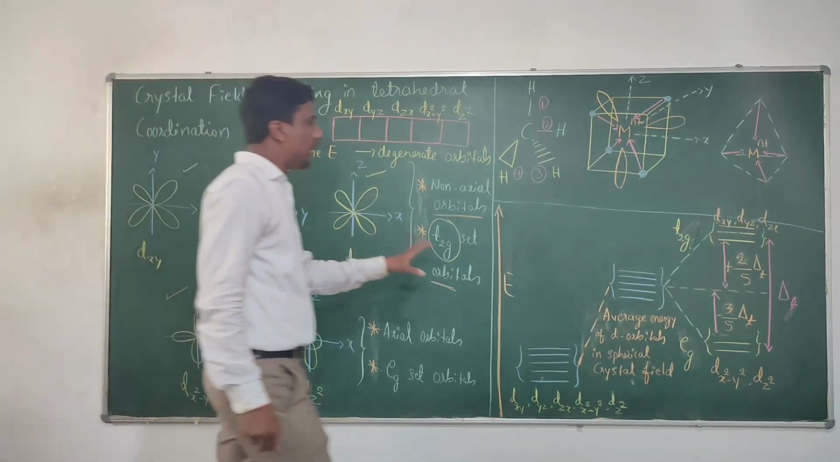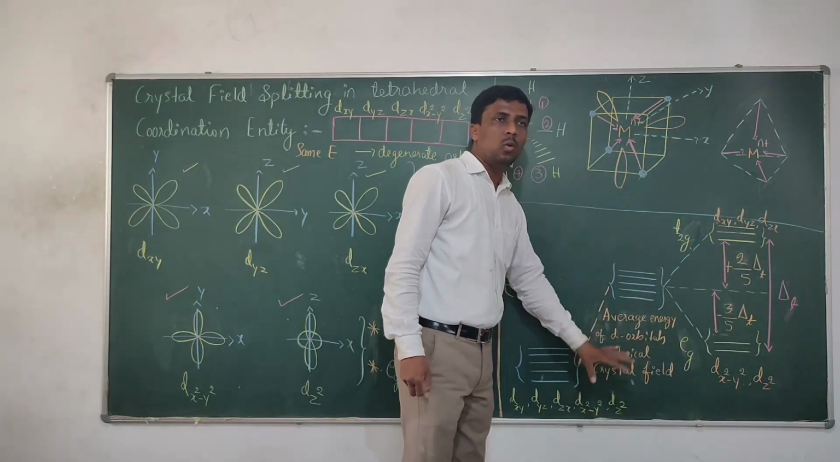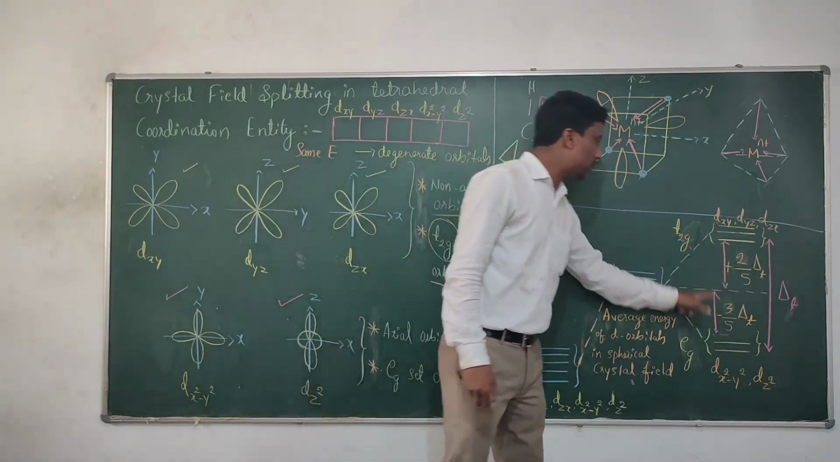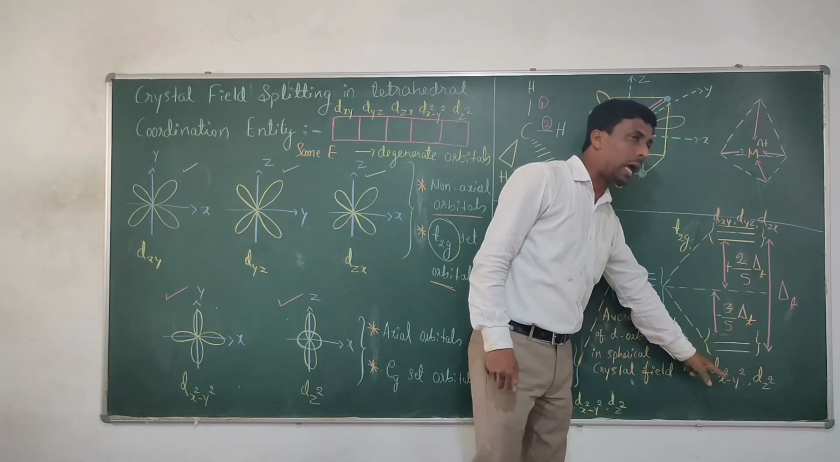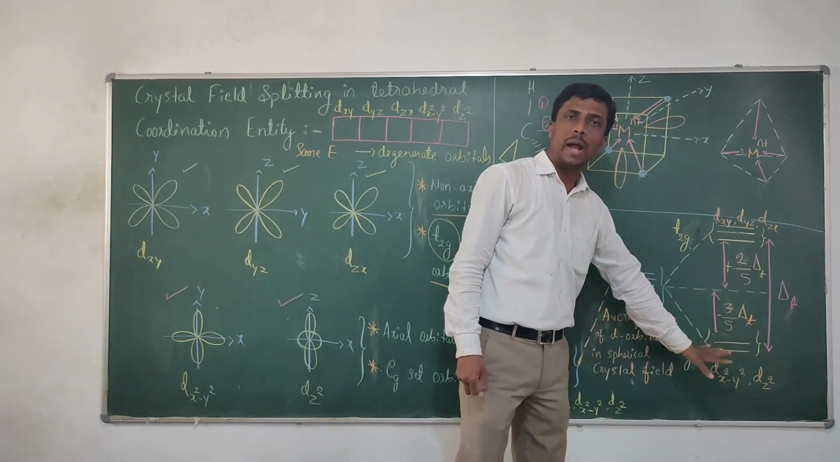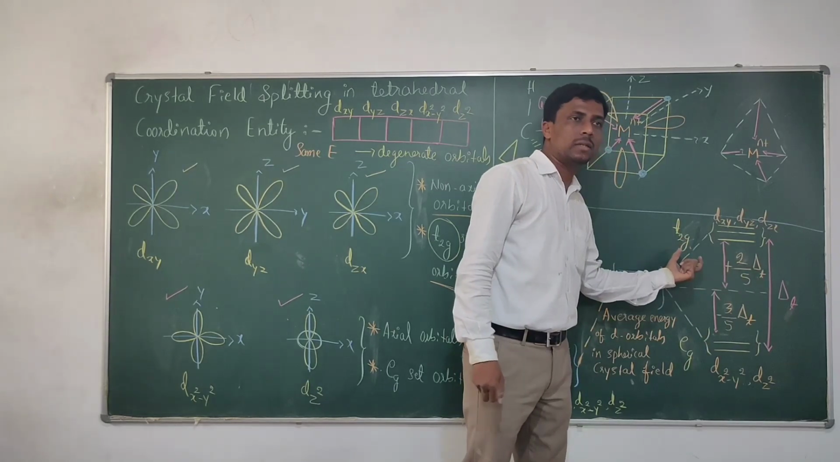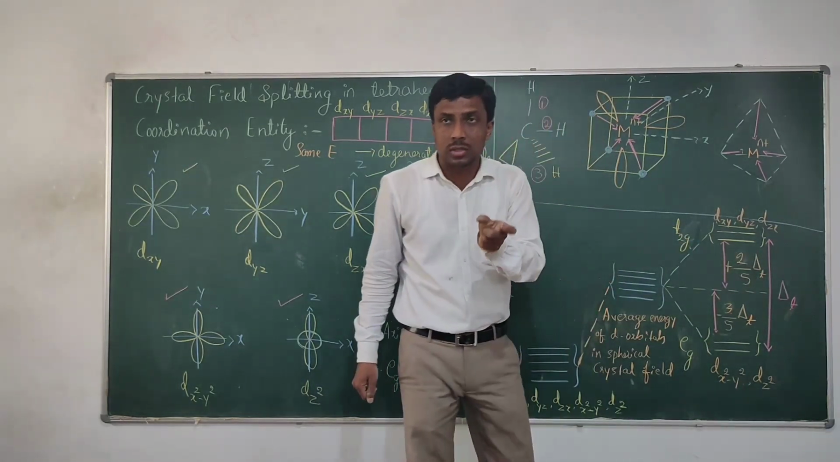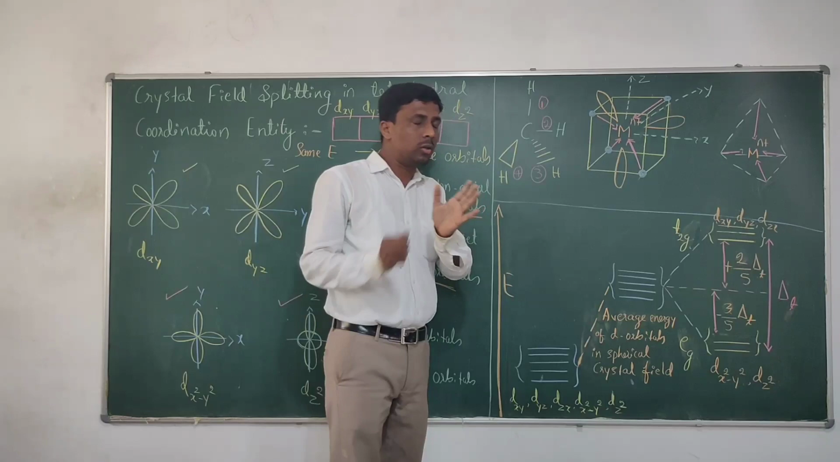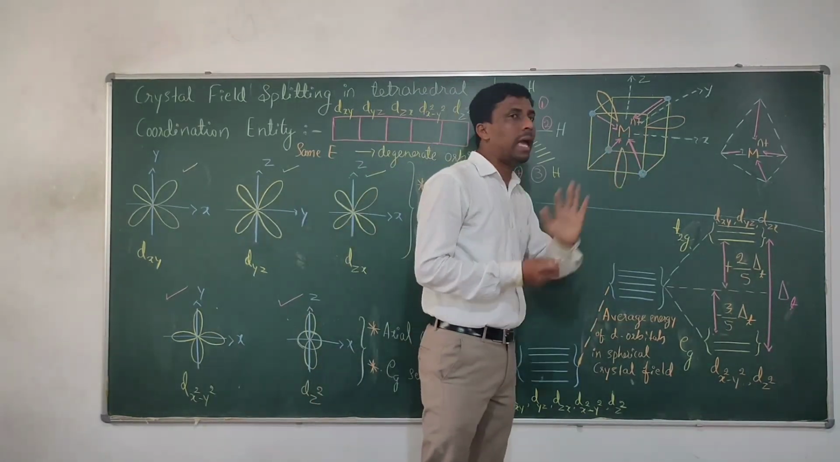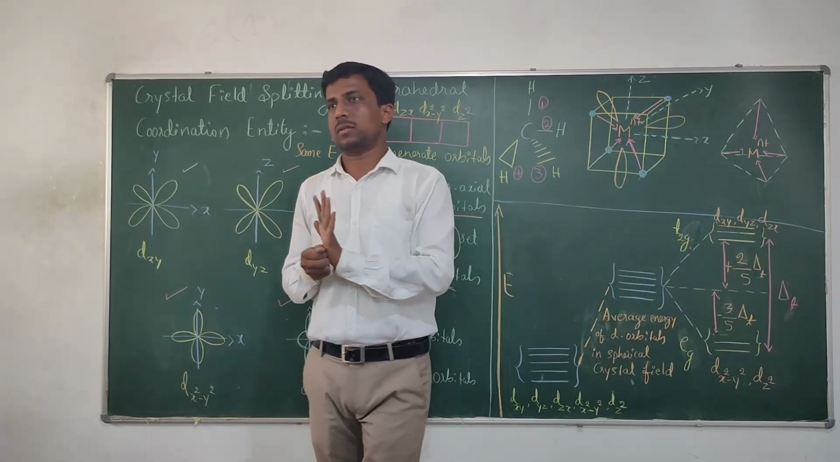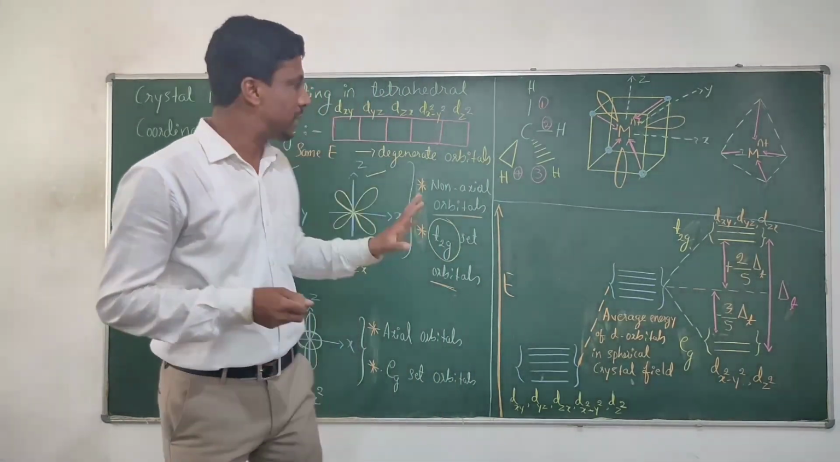I have explained each and everything regarding this concept. The only difference is here: the t2g set has higher energy, the eg set has lower energy. Why? The t2g set of orbitals are relatively closer, not in the same direction, but relatively closer to the direction of the ligands. Understood or not? This is the concept.